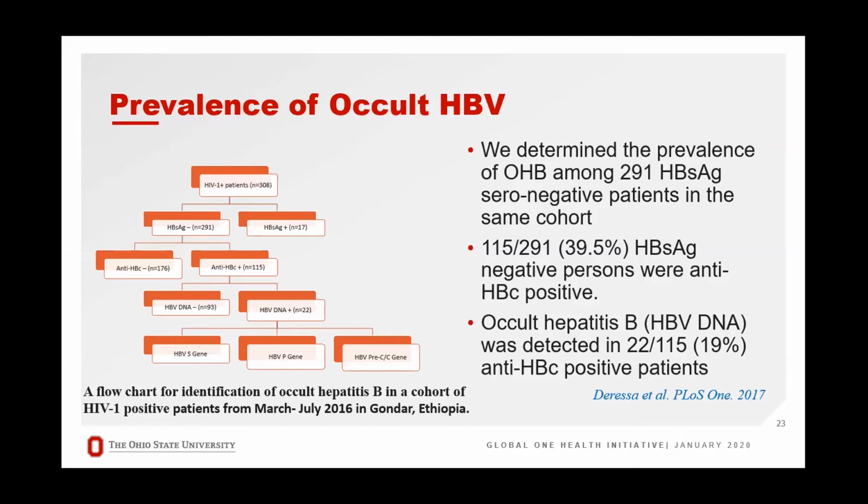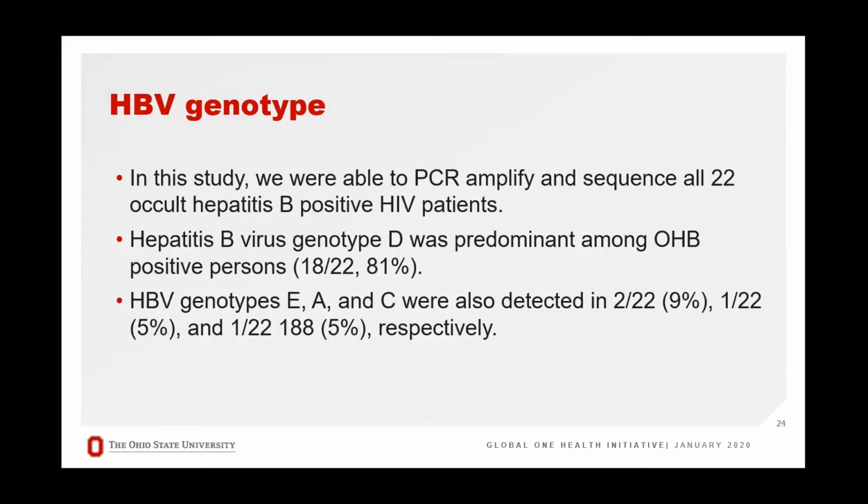So in our occult hepatitis B virus study, we found 90% of anti-hepatitis B virus core positive patients to be occult hepatitis B virus positive. In this study, we were also able to PCR amplify and sequence all 22 occult hepatitis B virus positive patients, and hepatitis B virus genotype D was predominant among occult hepatitis B virus positive patients, which accounts for around 81%.